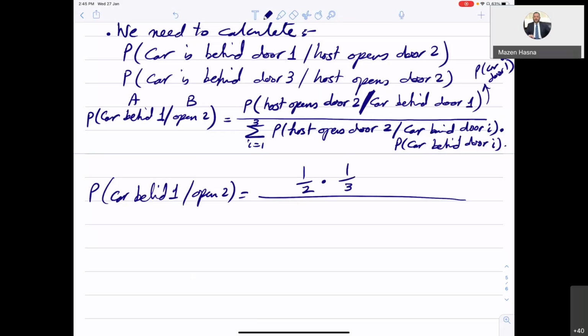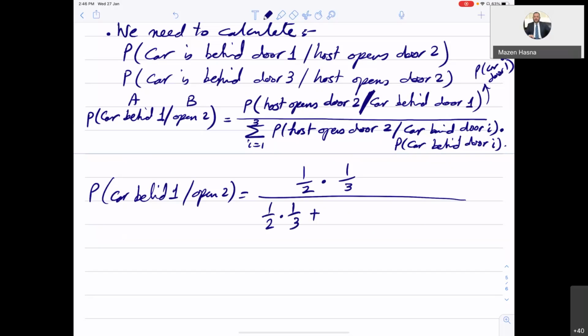Let's go to the denominator. In the denominator, I have three conditional probabilities times the probability of car behind door i. So the first one is, what's the probability that the host opens door 2, given that the car is behind door 1? This is just what we did, at the numerator.